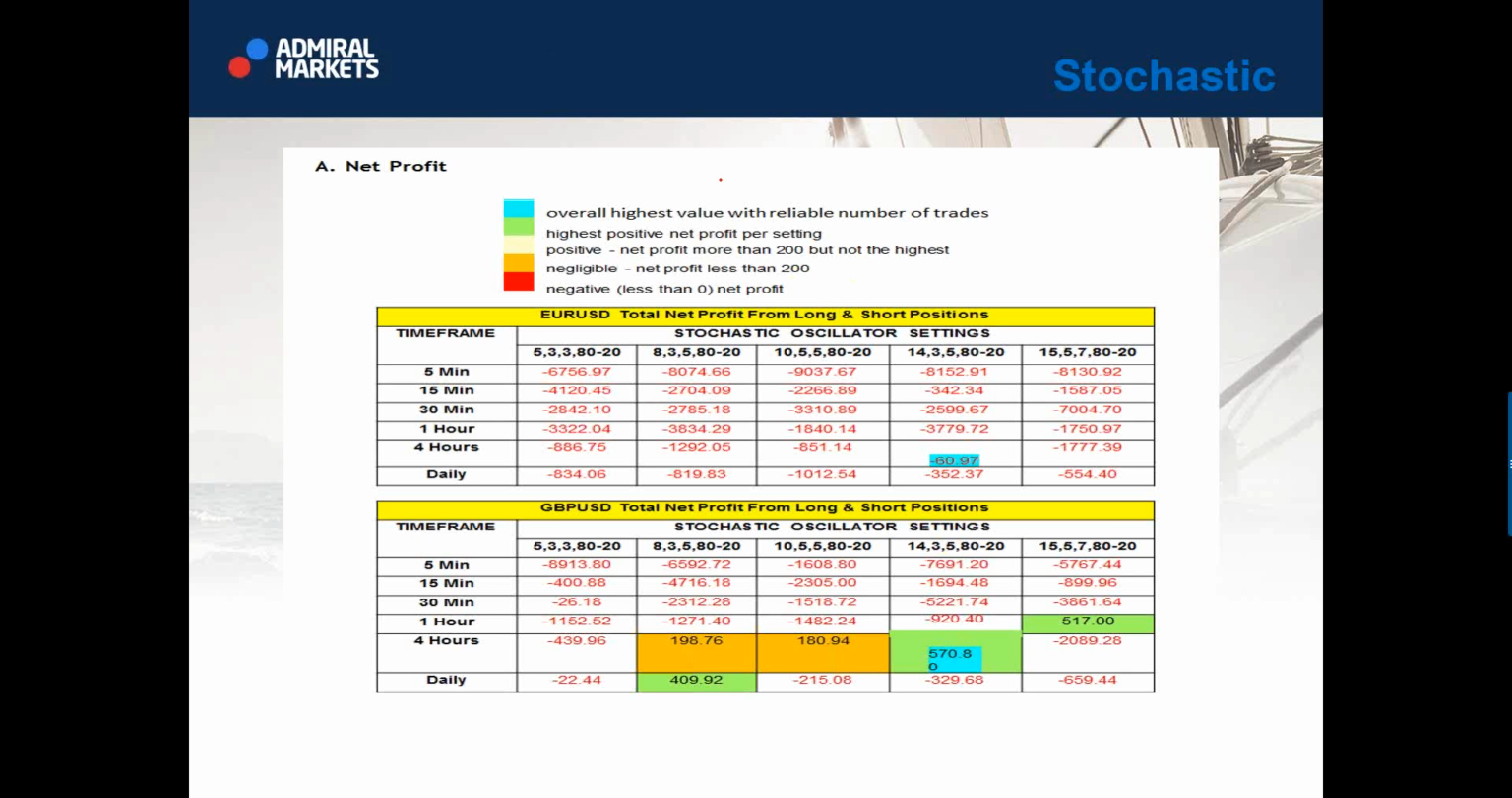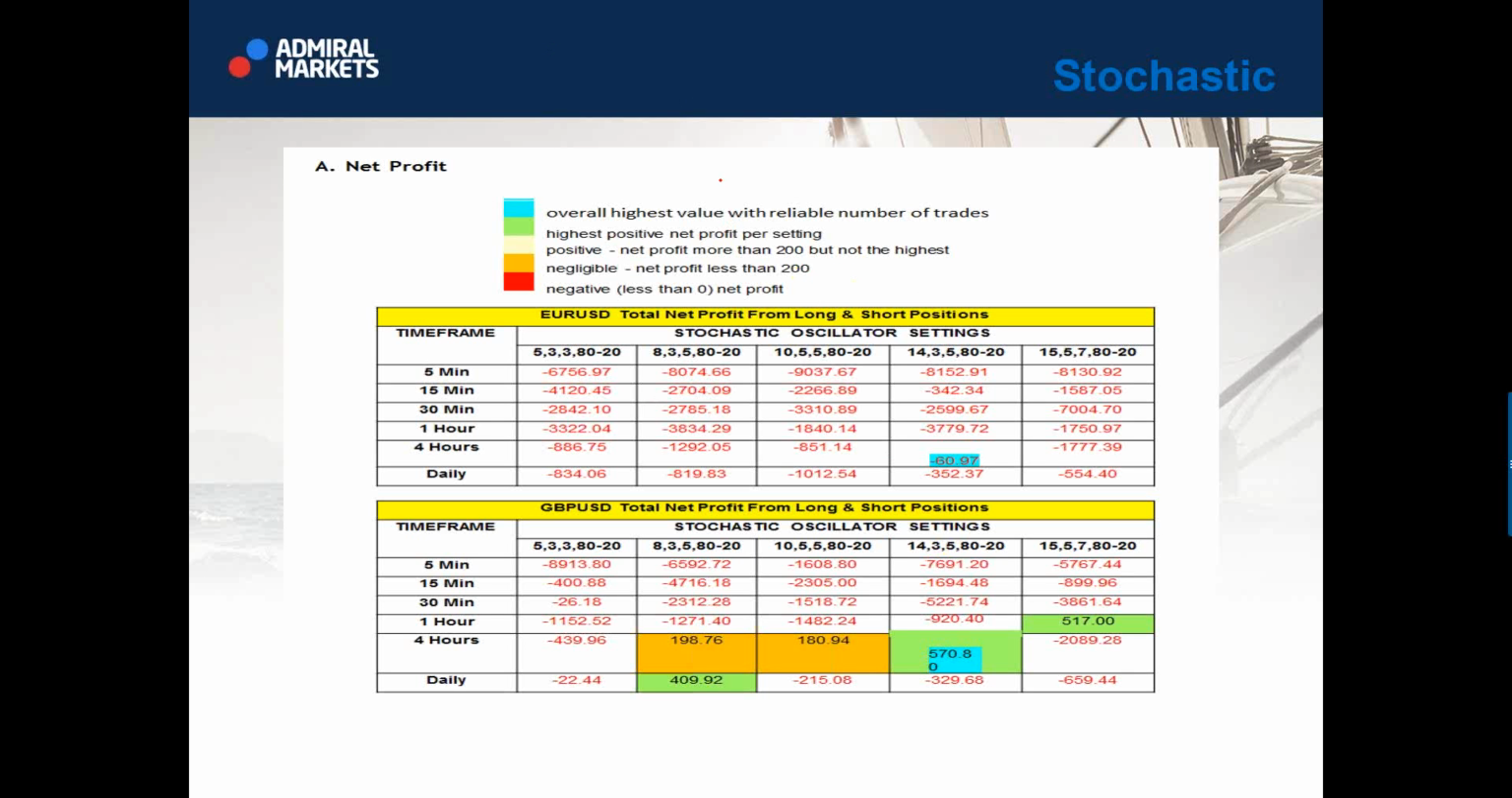So the best settings for stochastic on the 4-hour time frame are 14-3-5 with 80-20 levels. While GBP was profitable enough, Euro-dollar was not profitable, but at least it is not a big loss because stochastic is used as a filter. It can be used as an entry, but then you need additional filters.